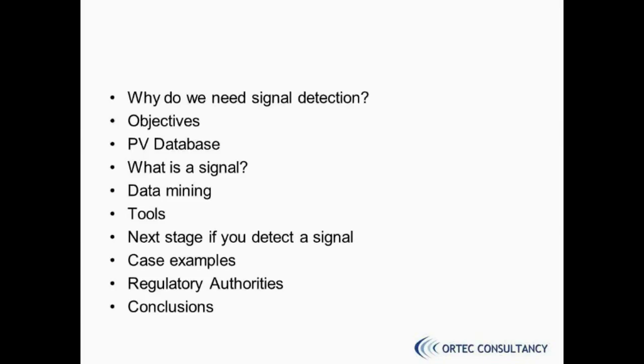The talk I've set out to deal with various issues within this. So we will deal with why do we need signal detection, the objectives of signal detection, how we look at our PV databases and how we use these for signal detection. And then we'll talk about what is a signal, how we use data mining to help us in signal detection. Then I'll go through some of the tools we can use to try and identify signals, what we do if we do detect a signal, how do we proceed with it, and then I'm going to go through some case examples I've got of where we've detected signals and why they occurred and how we dealt with them.